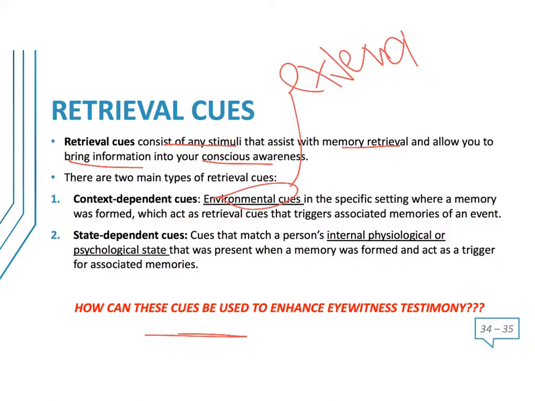Another example is when police take victims or eyewitnesses back to the scene of the crime, so hopefully the cues in the environment will help them to retrieve information that they might not otherwise recall in other environments.